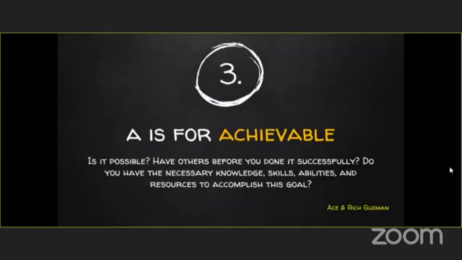Number 3, A is for achievable. Is it possible? Is your goal possible? Have others before you done it successfully? Okay, do you have the necessary knowledge, skills, abilities, and resources to accomplish this goal?